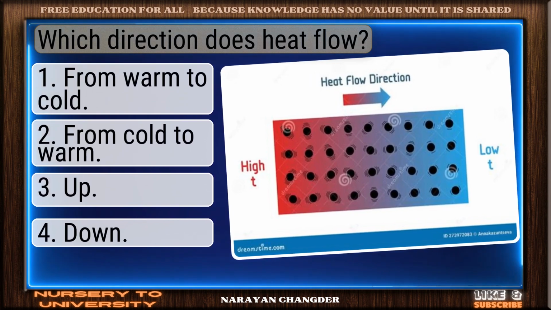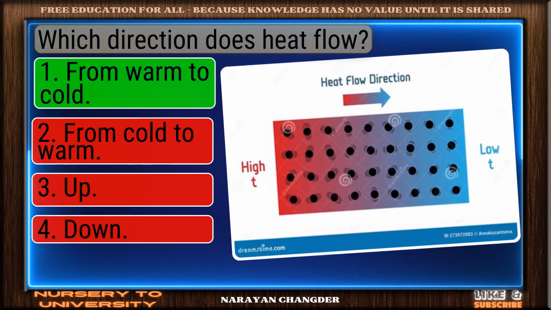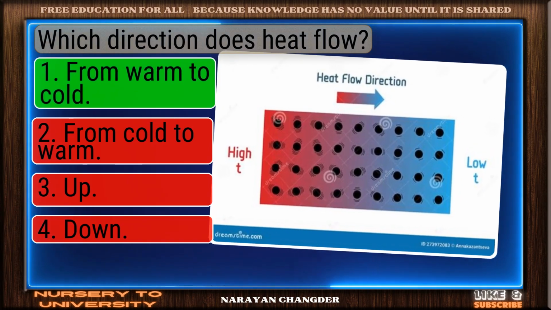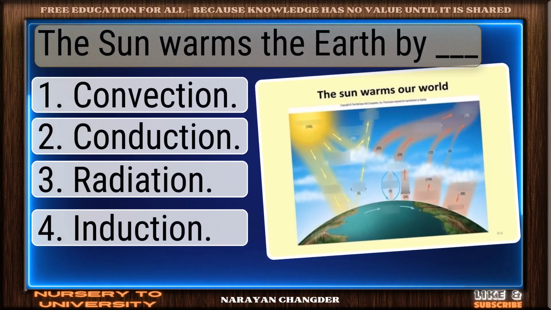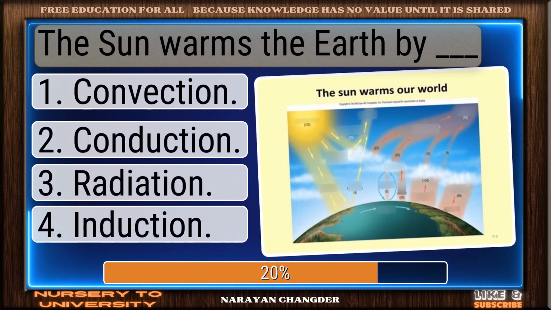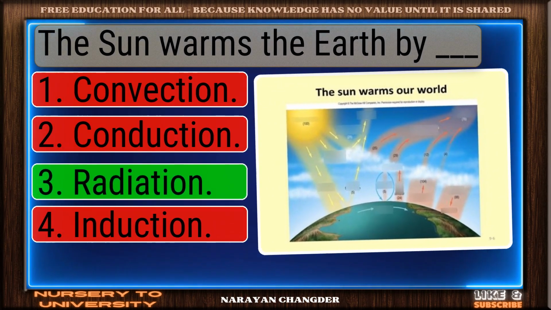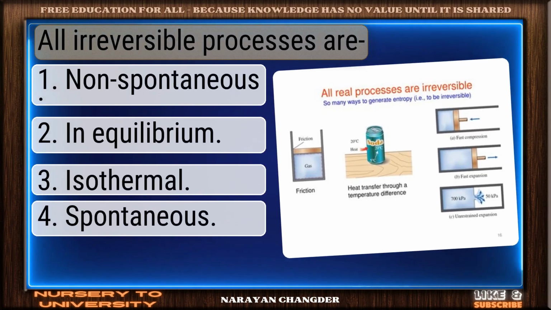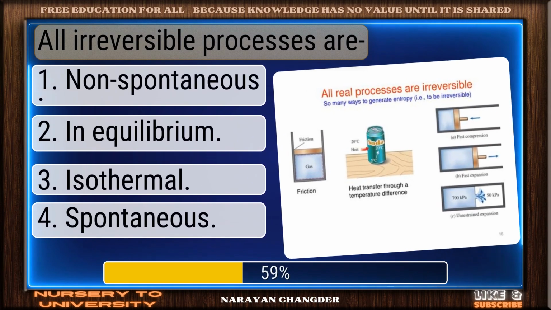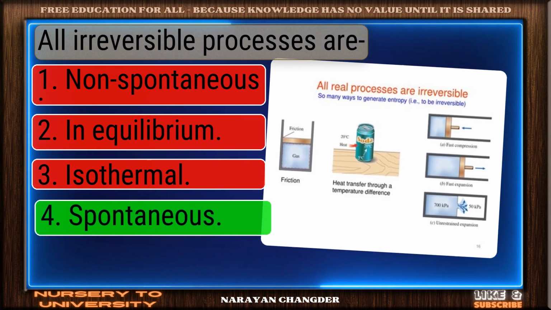Which direction does heat flow? Exactly. From warm to cold makes sense, and it is right choice. The sun warms the earth by dash. Excellent. Radiation is a brilliant choice. All irreversible processes are. Bravo, spontaneous is the answer.